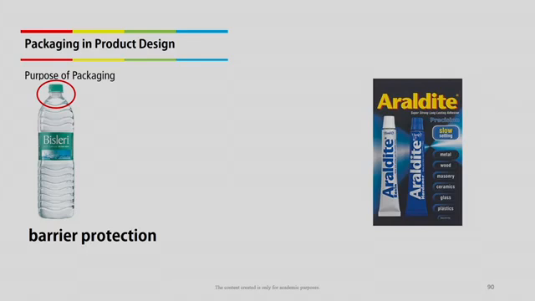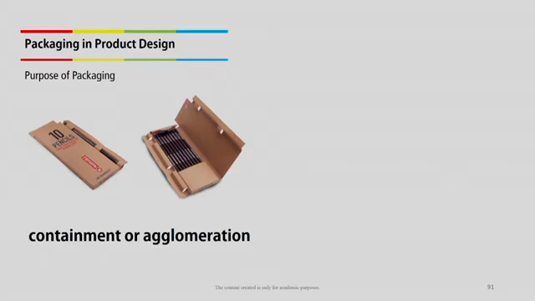A barrier is also implemented where segregation of two materials prior to end use is required, as in the case of special paints, glues, medical fluids, etc. So, here in this particular case, in this product Araldite, resin and hardener are kept separate. Next purpose is containment or agglomeration.